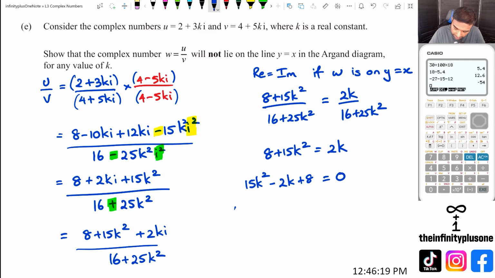So what I'm going to do is work out the discriminant for this. So I'm going to work out b squared minus 4ac. So I'm going to end up with negative 2 squared minus 4 times 15 times 8.